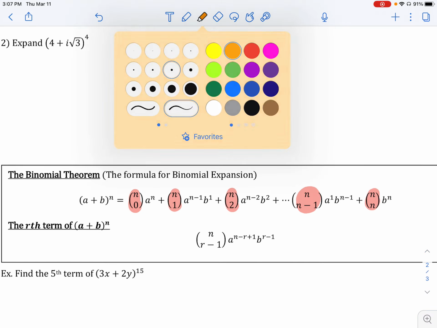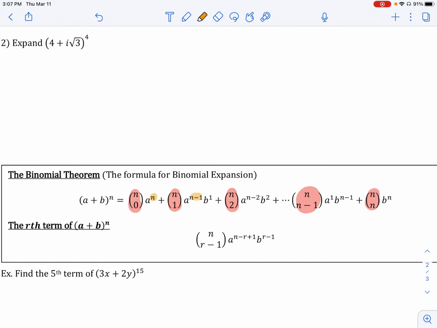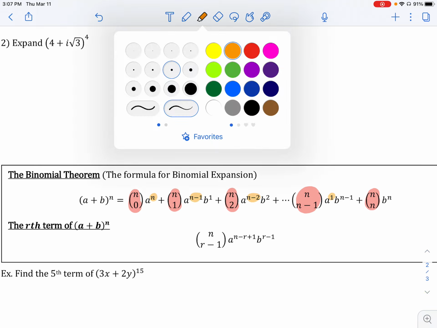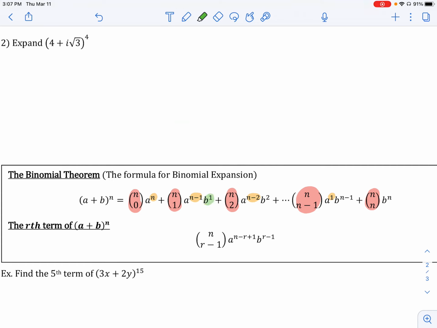I recognize that all of my powers of a are going to be decreasing, right? And then all of my powers of b are increasing. And that's really all there is to it, and just really making sure that we're careful about taking the entire a or b term to that particular power.